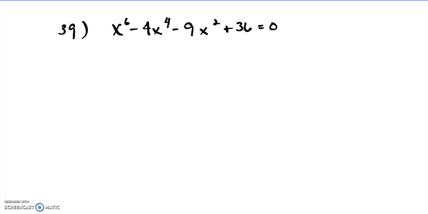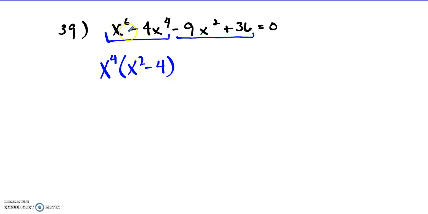And the last problem we're going to look at is number 39. And you can see there's 4 terms here. So we're going to break them up into 2 and 2. And here we have a much higher number to take out. We can take out x to the 4th. And if I take out x to the 4th, I'm left with x squared minus 4. So I had 6 and I took 4 out, so I have 2. Minus, and I want to get an x squared, so I have to take out the negative 9, and I have x squared minus 4.